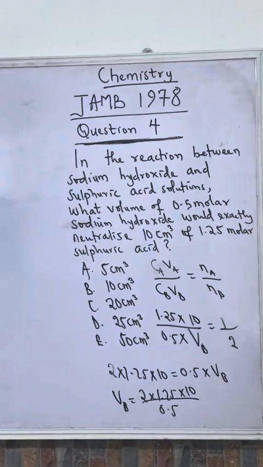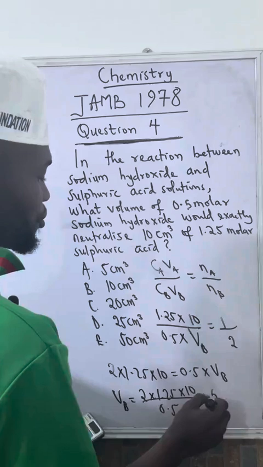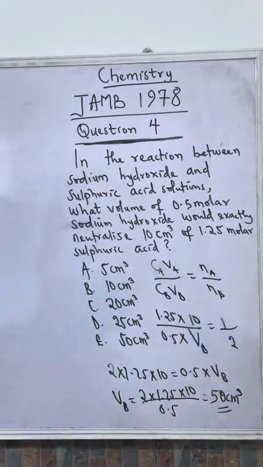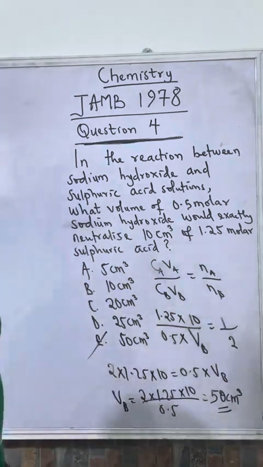You can always use your calculator to finish the rest. From here, I multiply 2 times 1.25 times 10, then divide by 0.5. This gives me 50 cm³. So this is the volume of the base required to neutralize the acid. Check the options, that is option E. Thank you. God bless you.